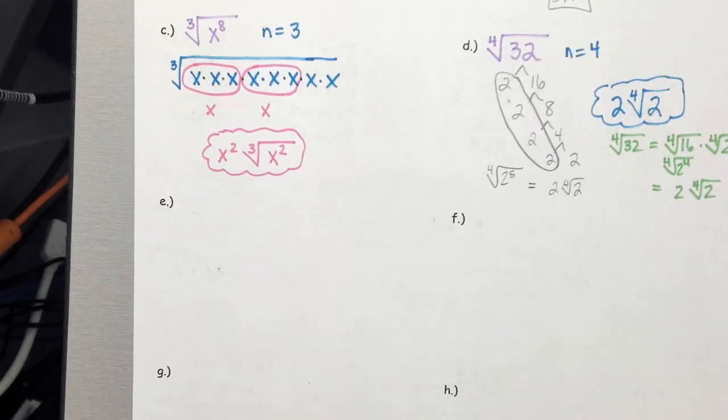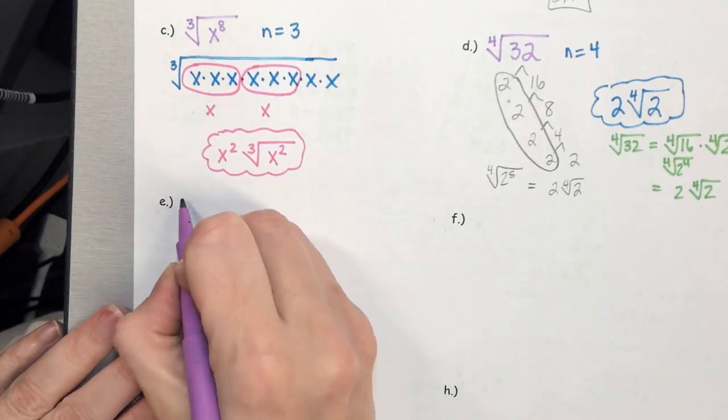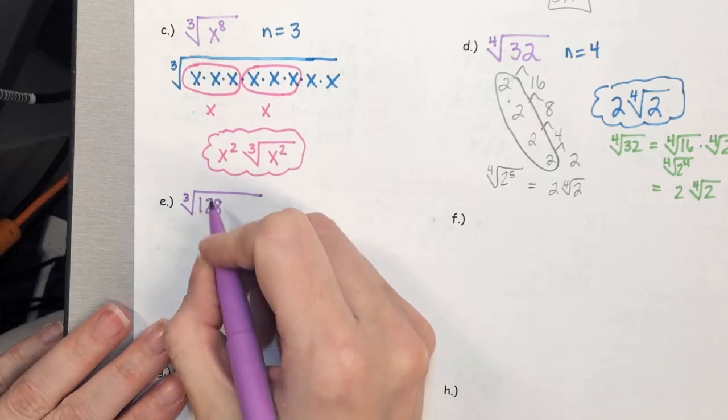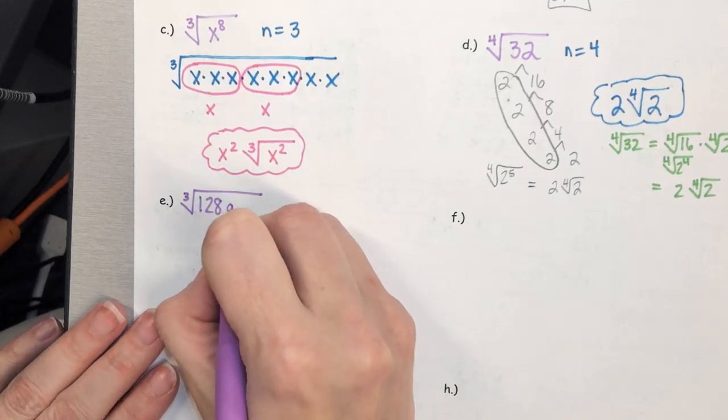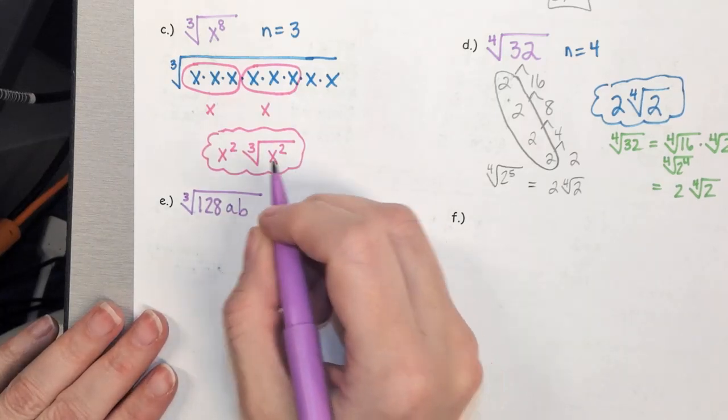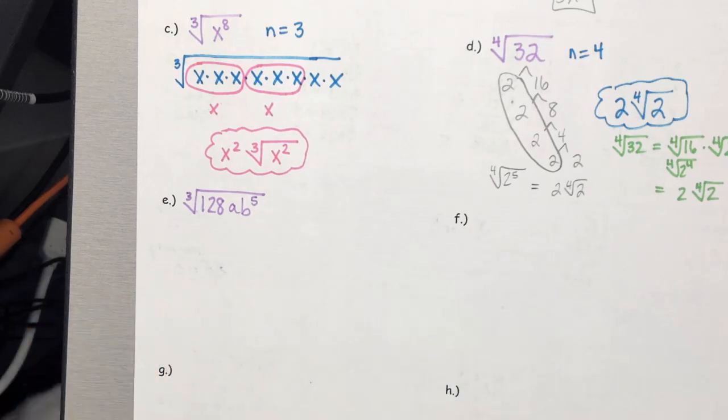All right, let's try this one. Okay, let's try 128 AB to the 5th.